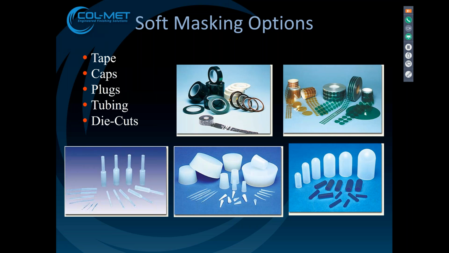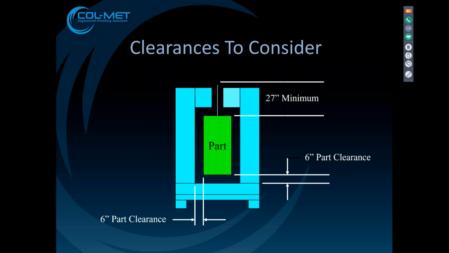So now we have chosen the conveyor, we've determined how we're going to hang the parts, and we've also determined how we need to mask. So now we're going to process the product through the finishing system.